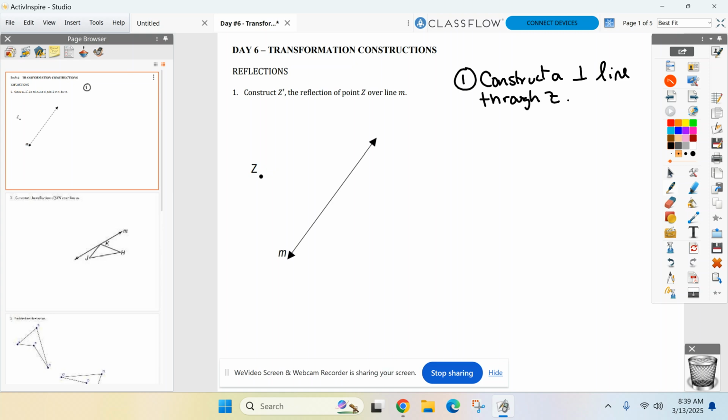And we have done this before. I just need a little review. This is not a brand new construction. As soon as I do my first step, you're going to be like, all right, I'm good to go. I need a perpendicular line going through Z that forms a right angle with M.